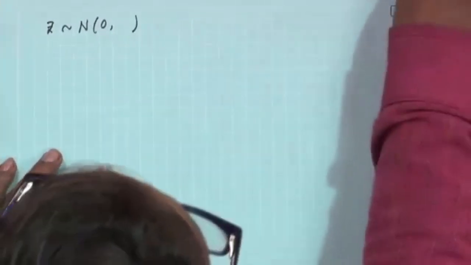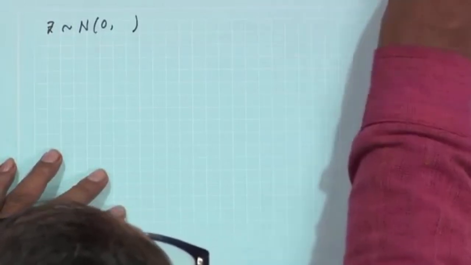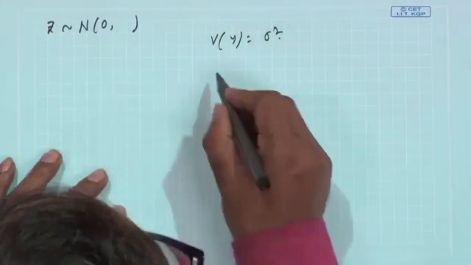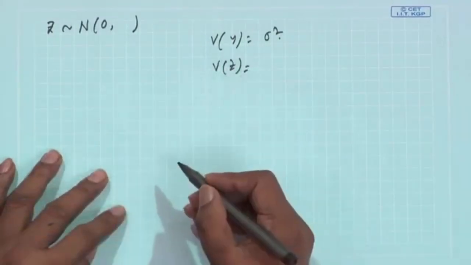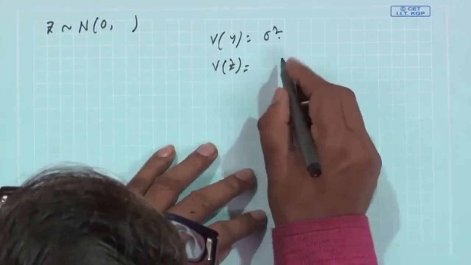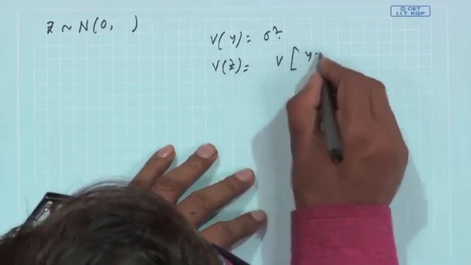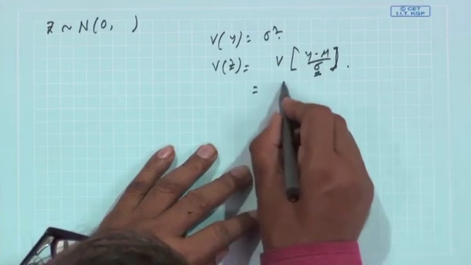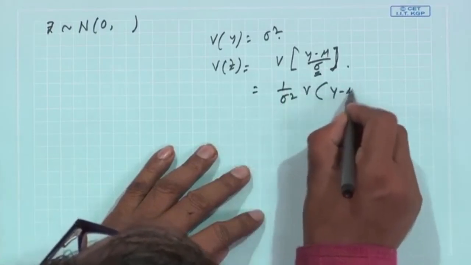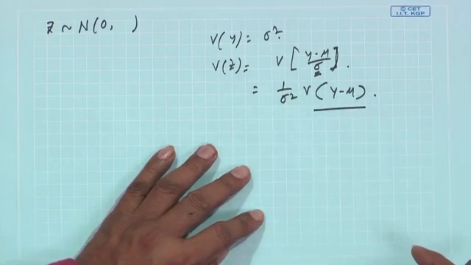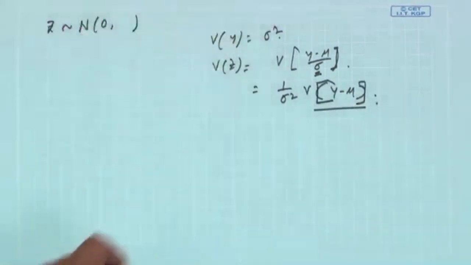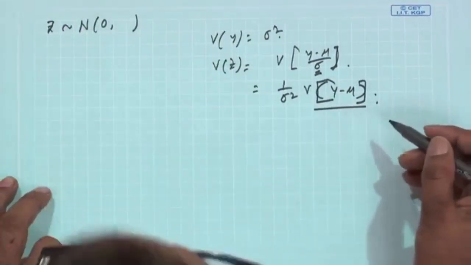Suppose I say the variance of y equals sigma square, but you want the variance of z. That is nothing but the variance of (y minus mu) by sigma. Now, 1 by sigma is a constant, so it will be 1 by sigma square times the variance of y minus mu. And the variance of y minus mu, you will find, is nothing but sigma square again.